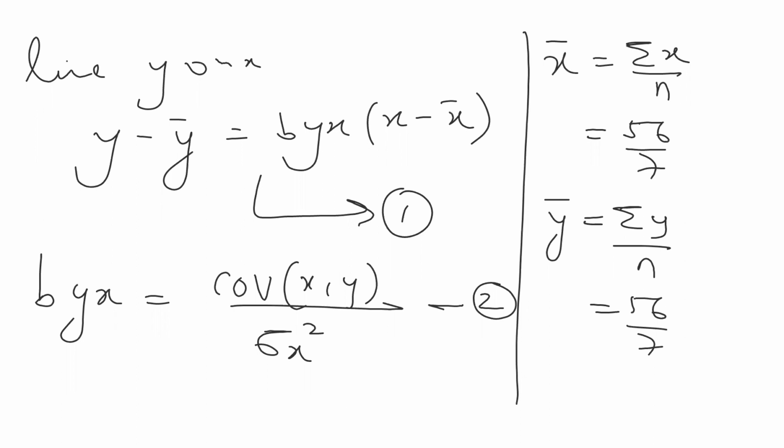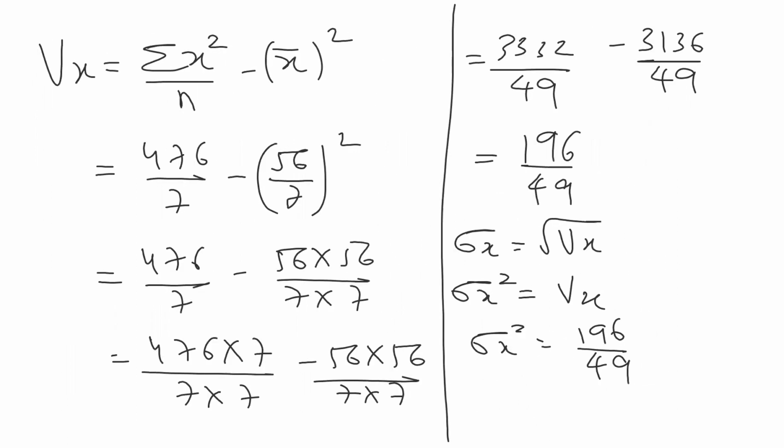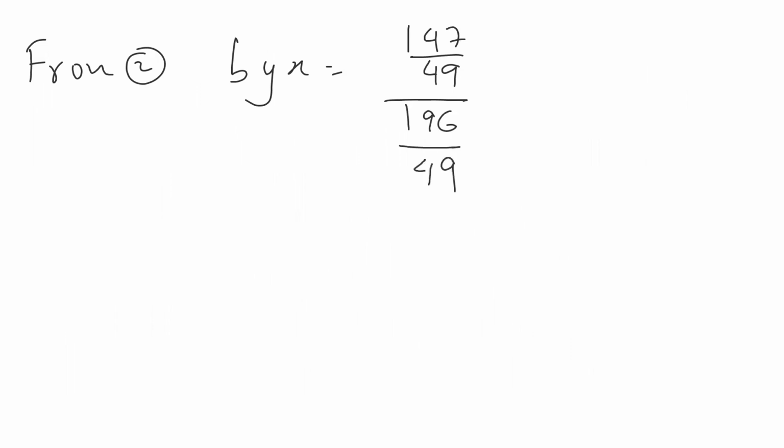Okay, so from equation number 2, we can put the value of covariance and standard deviation of x square. Covariance of xy is 147 upon 49 and standard deviation of x square is 196 upon 49. So byx is equal to 147 upon 49 over 196 upon 49. Just cancel 49 and see if we can reduce this further. 196, is it divisible by 7? Yes. And 147, obviously it is divisible by 7. 147 divided by 7 is 21, and 196 divided by 7 is 28.